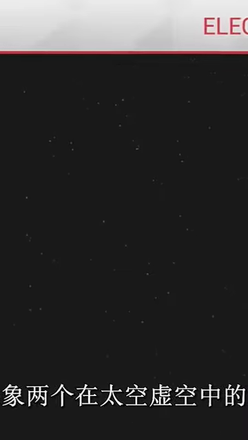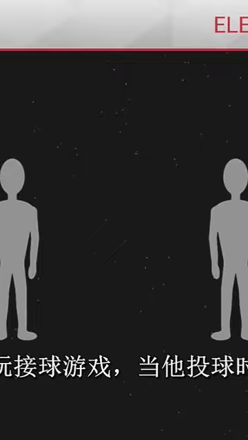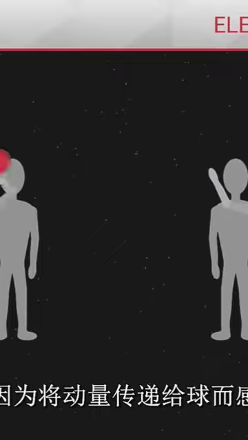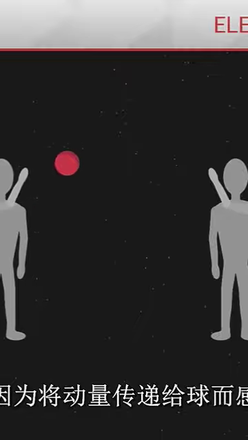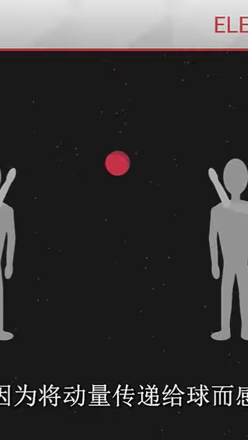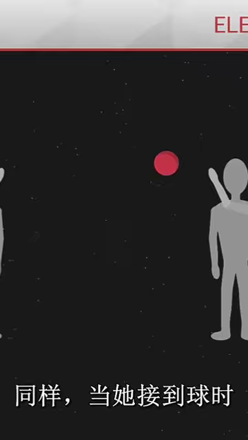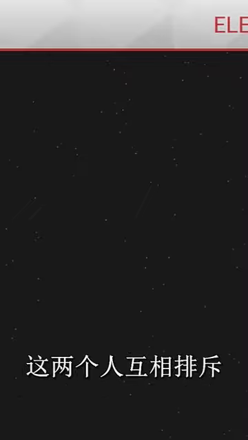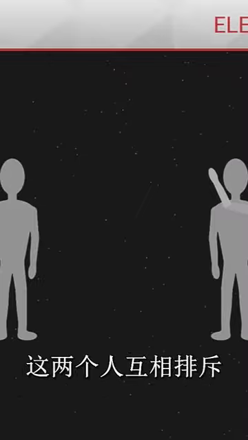Today, the electromagnetic field. Imagine two people in the void of space playing catch with a ball. When he throws the ball, the first person experiences a recoil because he passes momentum onto the ball. Similarly, when she receives it, the other person absorbs the motion of the ball and also experiences recoil. By throwing and catching the ball, the two individuals have repelled each other.